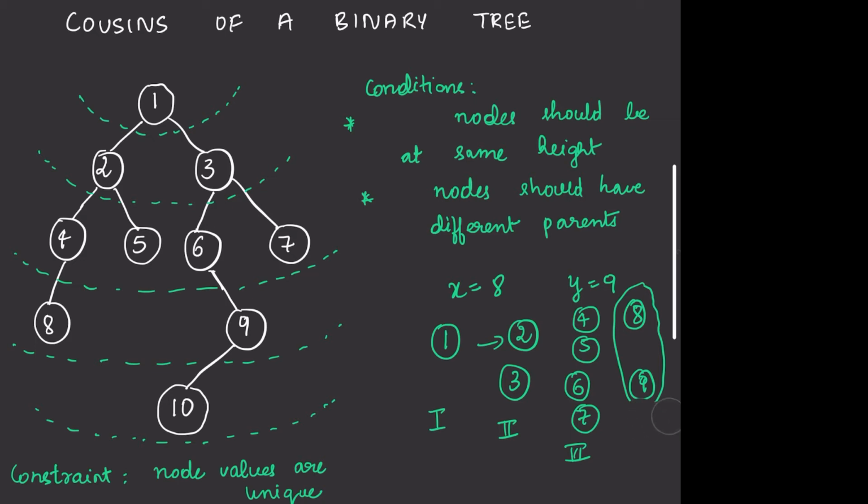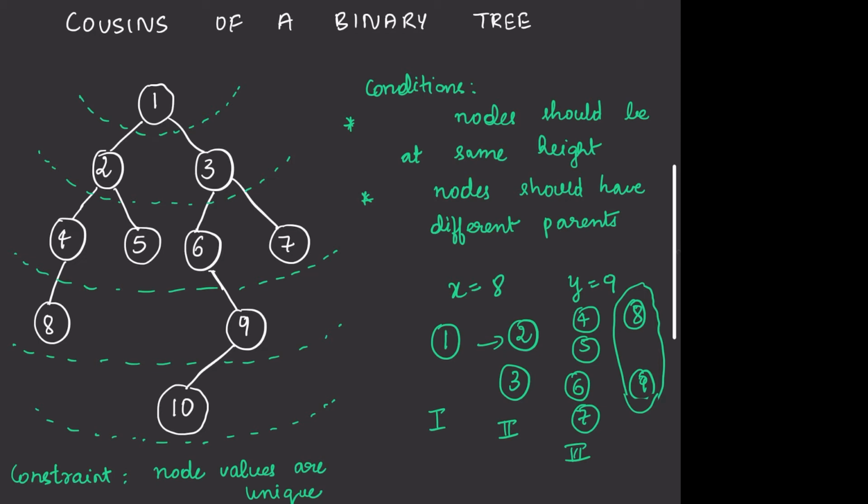For that, in every level, we can have a parent pointer. Whenever we are populating a layer, we know what the parent of every node is. For example, when we were populating 2 and 3, we would keep a note of what the parent of 2 was and what the parent of 3 was, which was 1 in that case.